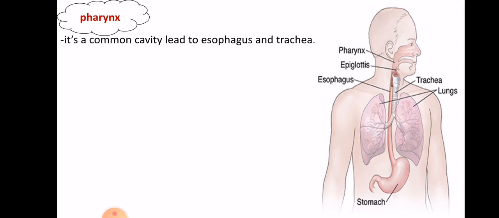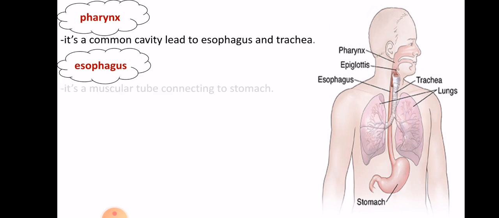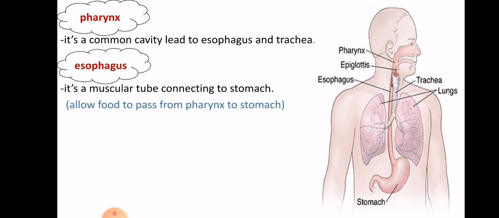Okay, the third part in the digestive system is the esophagus. The esophagus is a muscular tube connected to the stomach, and its function is to allow the passage of food from the pharynx to the stomach. The fourth part is the stomach in the human digestive system.